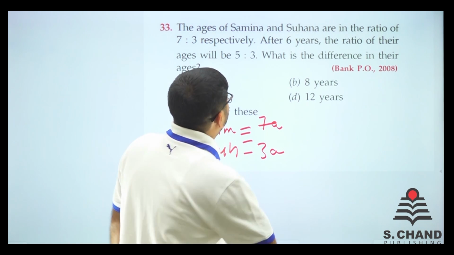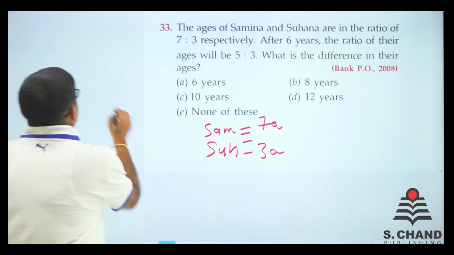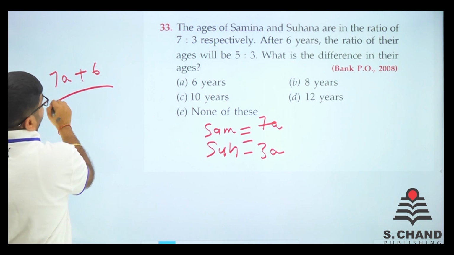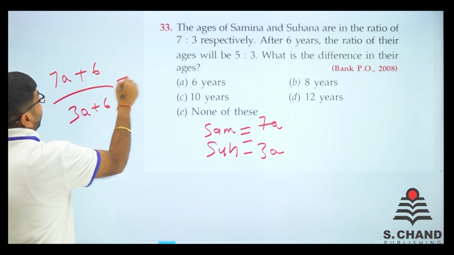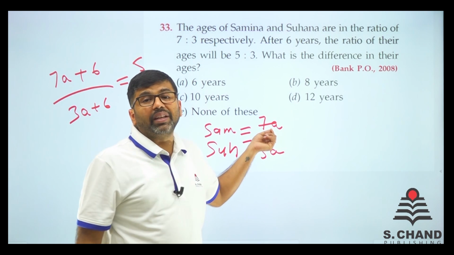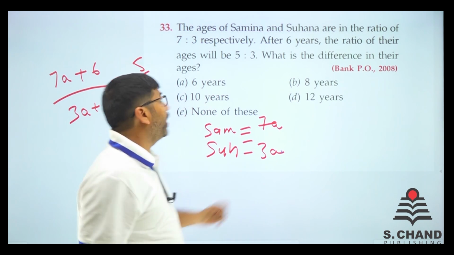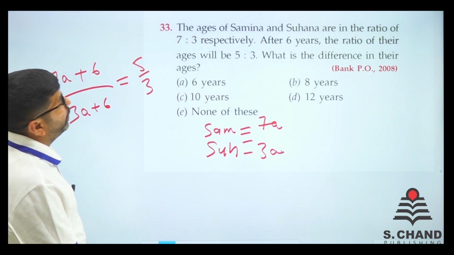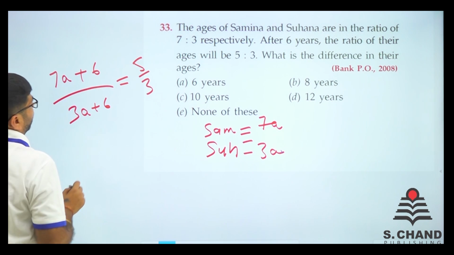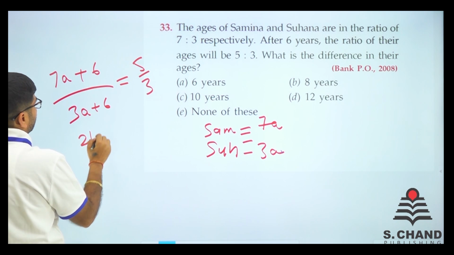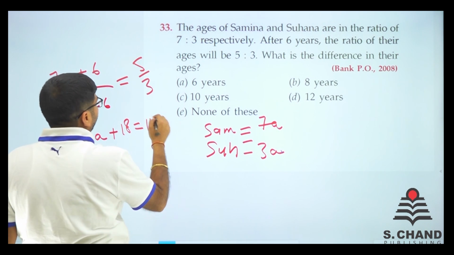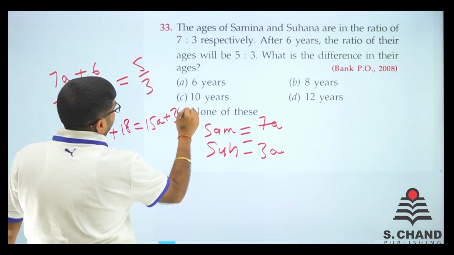ठीक है ना? After 6 years, 7A plus 6 और इसका रेशियो हो जाएगा 3A plus 6. It will be 5:3. भाई, आज की एज समीना की 7A है, आज की एज सुहाना की 3A है. 6 साल के बाद 5:3 हो जाएगी. What is the difference of the ages? डिफरेंस निकालना है, राइट? Let me do cross multiplication. So it is 7 into 3, 21A, plus 6 into 3, 18, is equal to 3 into 5, 15A, plus 6 into 5, 30, right?